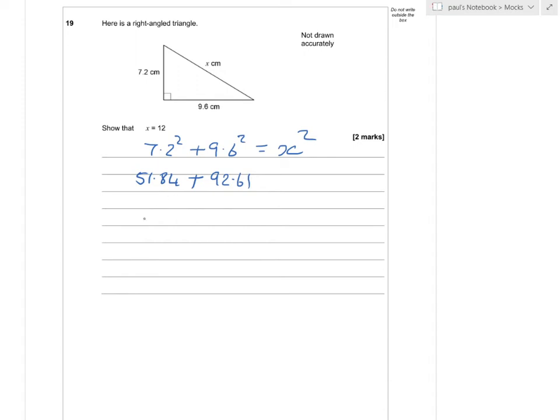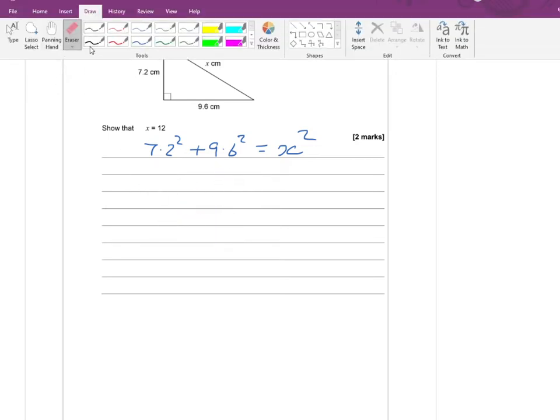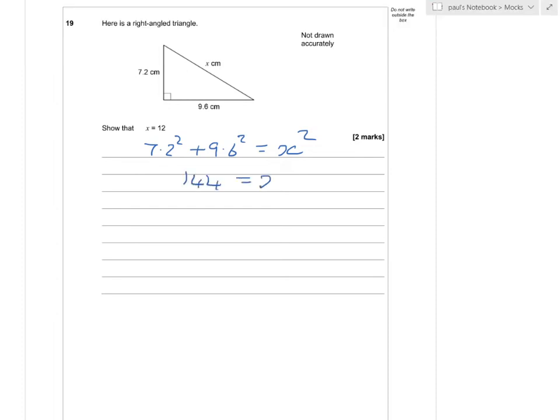Let's do that. 7.2 squared is 51.84. Add these two together. 51.84 plus 92.16 is 144. My calculator's done something wrong there. So 7.2 squared plus 9.6 squared equals 144. That does equal 144. So 144 equals x squared. So the square root of 144 equals 12. X equals 12. Pythagoras.